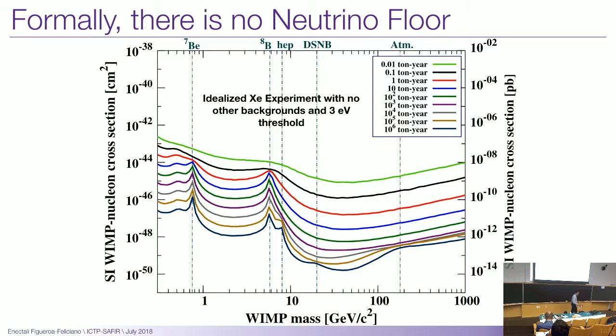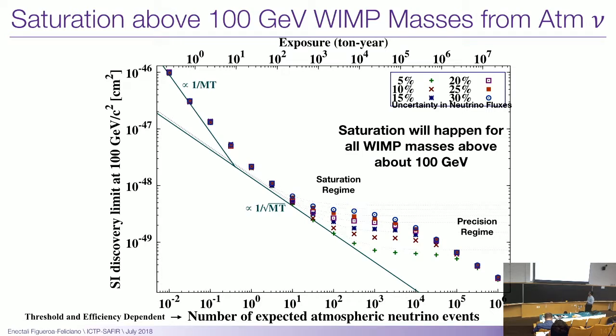We can then look at this region of atmospheric neutrinos, which is more relevant for the higher mass, kind of 100, 200 GeV WIMPs, and we can do the same thing. So if I pick a mass and I plot that, I get a very similar curve. And this is exactly the same thing, but now for higher mass dark matter.